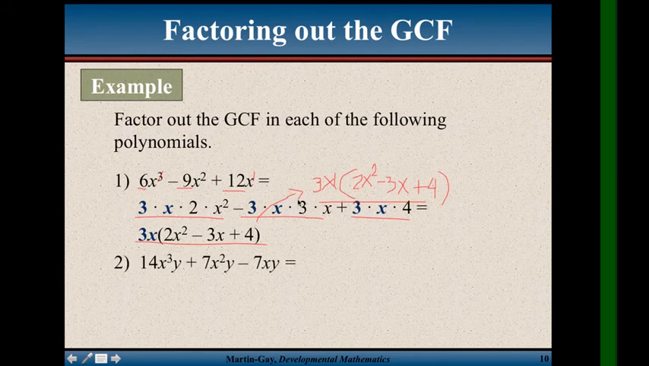Okay, another. 14x cubed y plus 7x squared y minus 7xy. So first, find the GCF of all the letters.